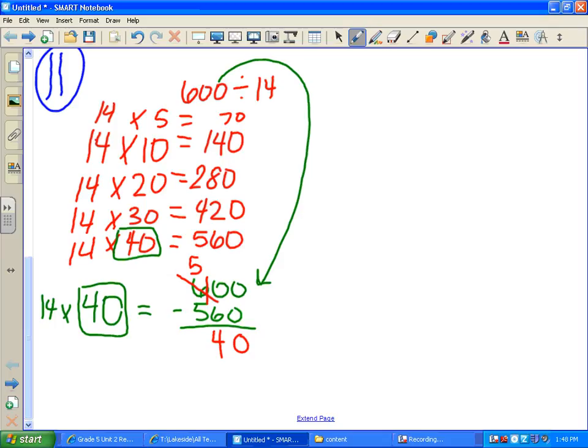Now that you have 40 left over, you look at 40 and say again, is 40 less than 14? Look at a number line. Here's a number line. Here's 0. Here's 50. Here's 14. Here's 40. Is 40 less than 14? No. So can I keep breaking it up? Yes.